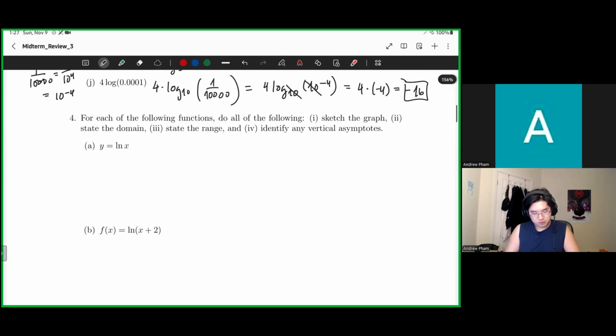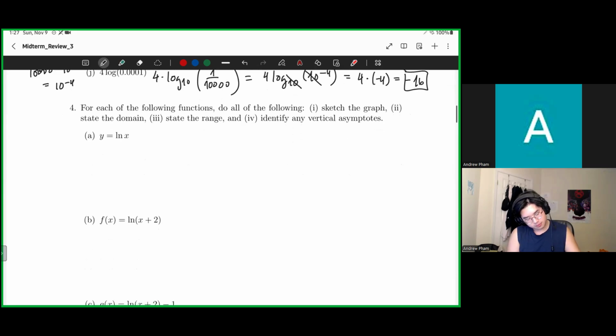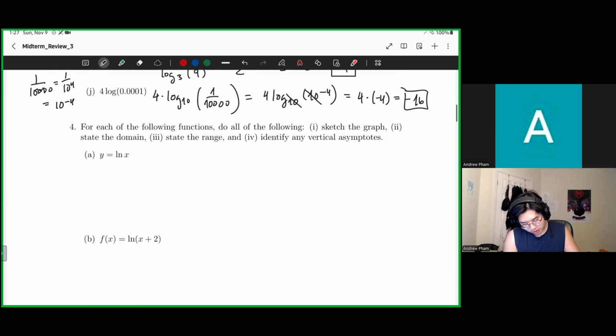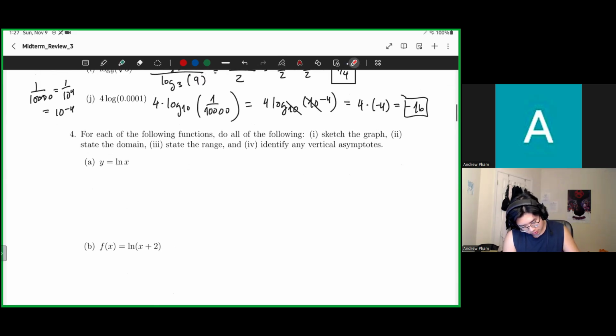As for number 4, notice I have y is equal to ln x, and I want to do 4 things for each one. I have a, b, c, and d. I want to sketch the graph for 1. 2 is state the domain. 3 is state the range, and identify any vertical asymptotes.